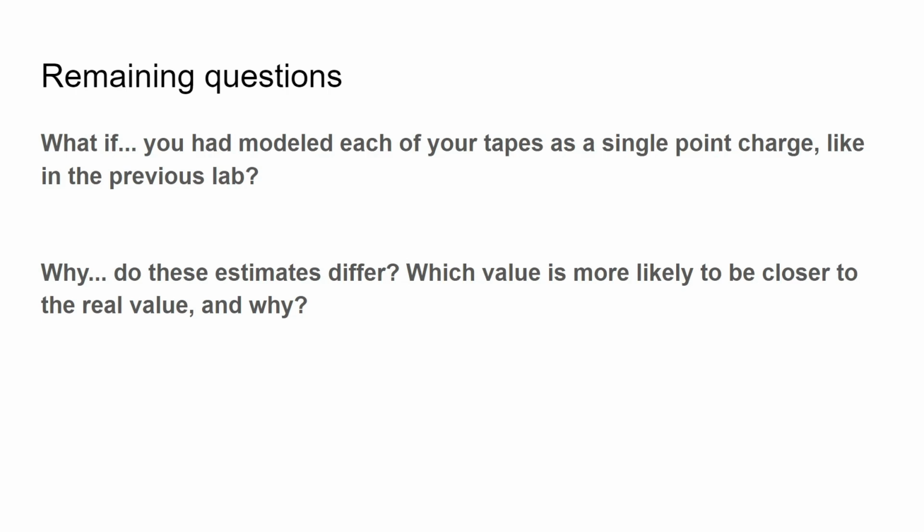The estimates differ because the pieces of tape are not point charges. Their charge is distributed over the surface of the tape, and this distributed charge on one tape interacts in a distributed nature with the other piece of the tape. Hence the difference, and hence why the new model is likely to be closer to the real charge of the tape.